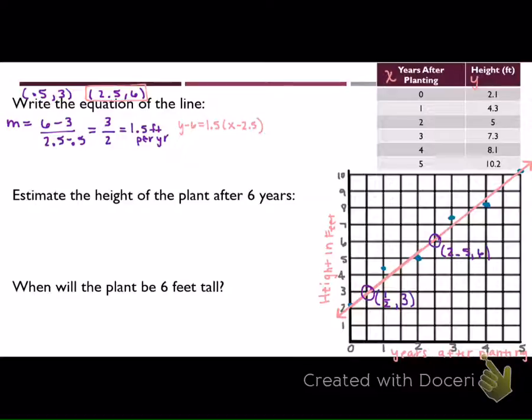And then we put it into slope-intercept form by distributing. What's 1.5 times 2.5? 3.75? Okay. Thank you, guys. And then I add 6 to both sides. Is that 2.25?